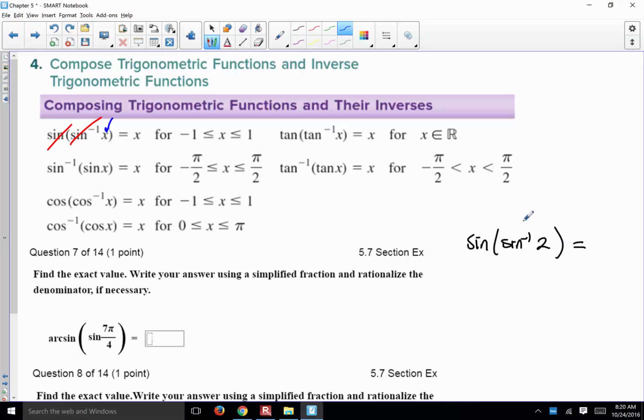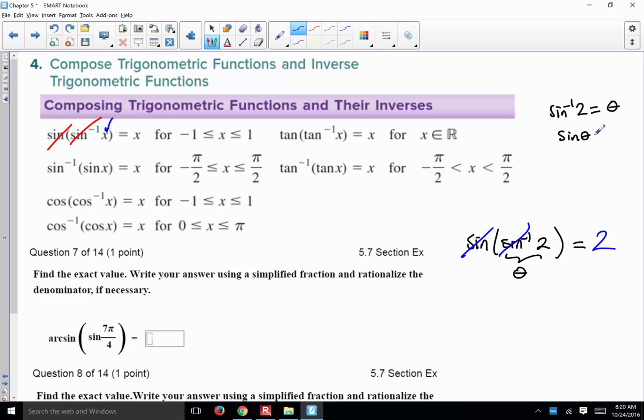For example, what do you think here, guys? Oh, we always cancel. These cancel and get 2. Is that correct? This is wrong. Why? Because just answer this, guys. What is sine inverse 2? Let's call this theta. I want you to find out what sine inverse 2 will be. We don't know it. I call it theta.